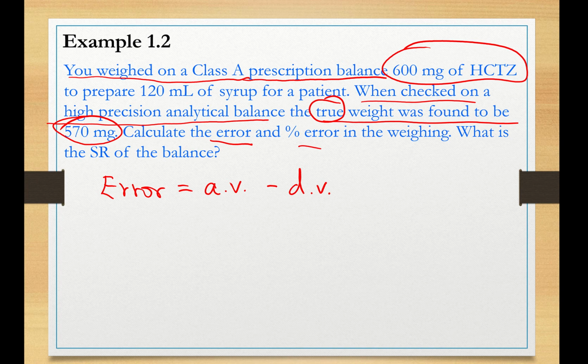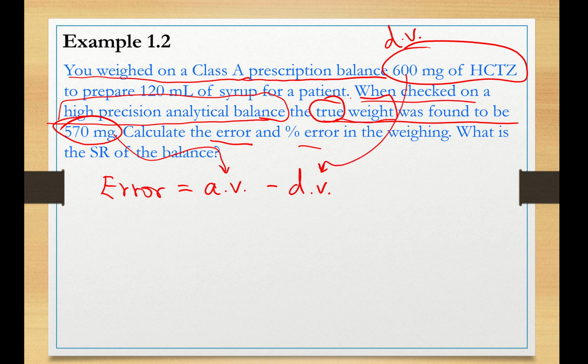Well, the first sentence says you weighed on a class A prescription balance 600 milligrams of HCTZ. Essentially, this is the wishful thinking, right? It was desired to measure 600 milligrams of HCTZ. You don't know how much you actually measured at this point, right? So that's the desired value. This is what you wanted to measure. However, when you took that measurement on a high precision analytical balance, it was found that that was actually 570. So the 570 milligrams is the actual value and the 600 milligrams is the desired value.